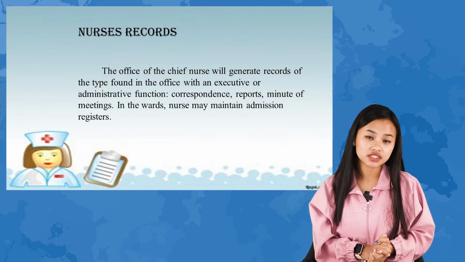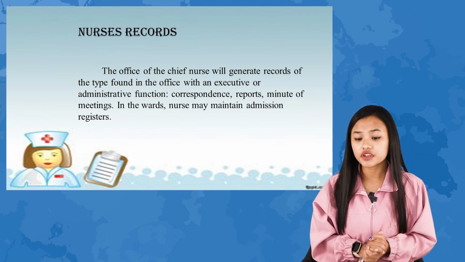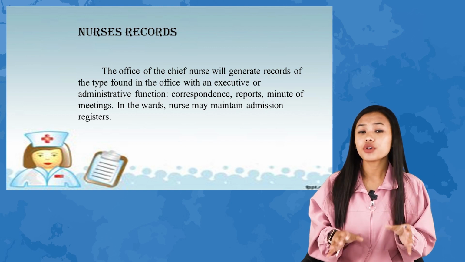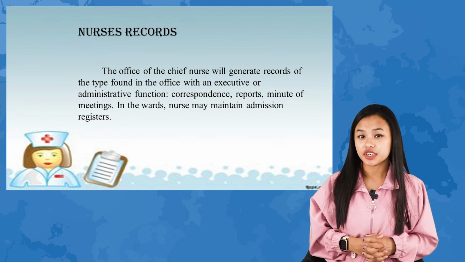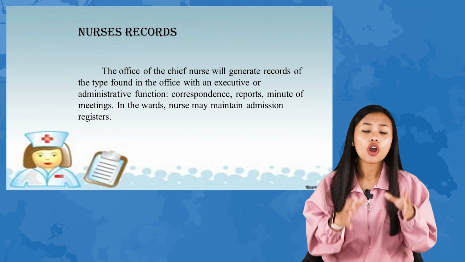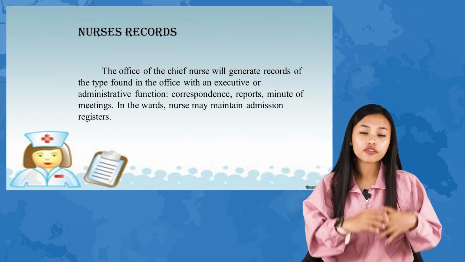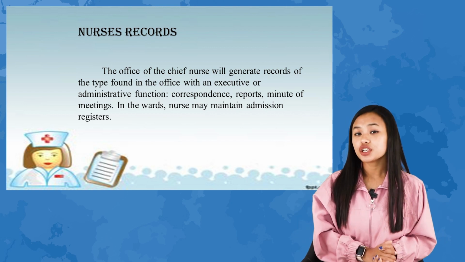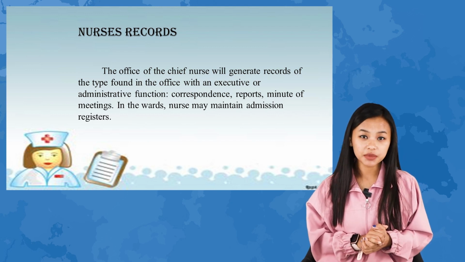Now moving on to the second one, that is the nurse's record. So here the office of the chief nurse will generate records of the type found in the office with an executive or the administration function. So this nurse's record is a record which will include everything that the nurse has been performing for that particular client. It includes the correspondence, the reports, as well as the minute of the meeting.